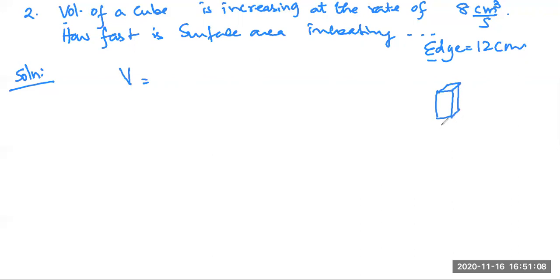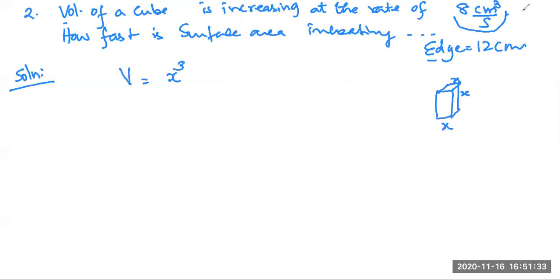So we assume the edge is x centimeters. Each one is x, like this. So the formula for the volume is x cube. Look at the units and what has already been given.